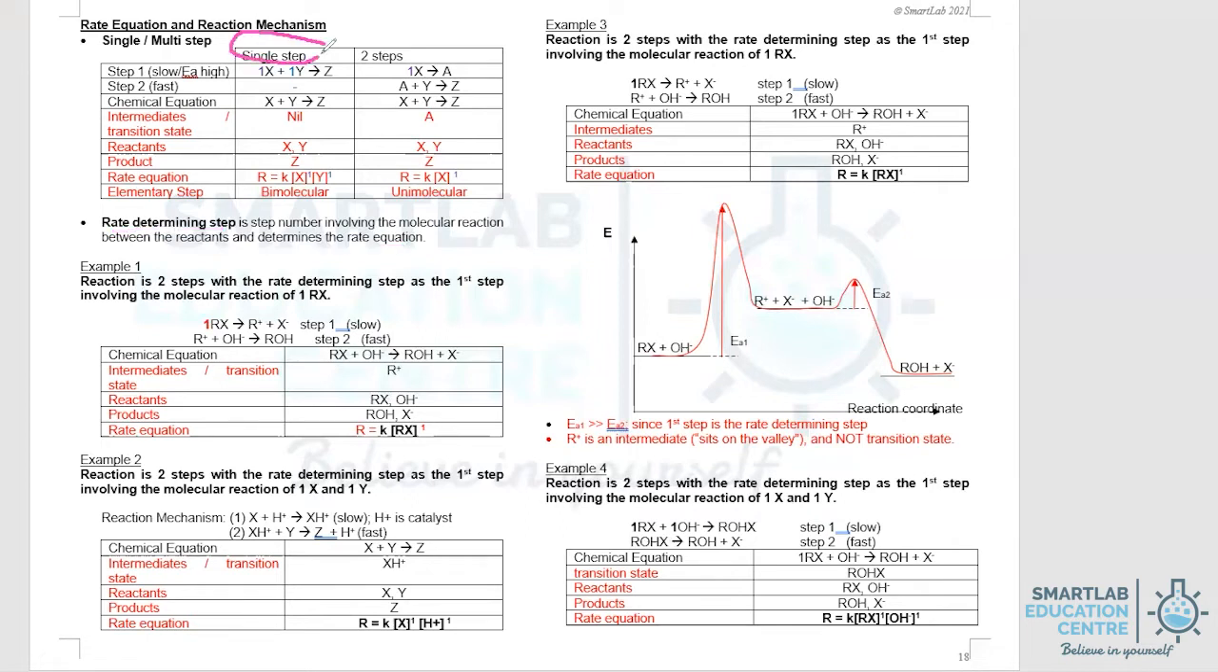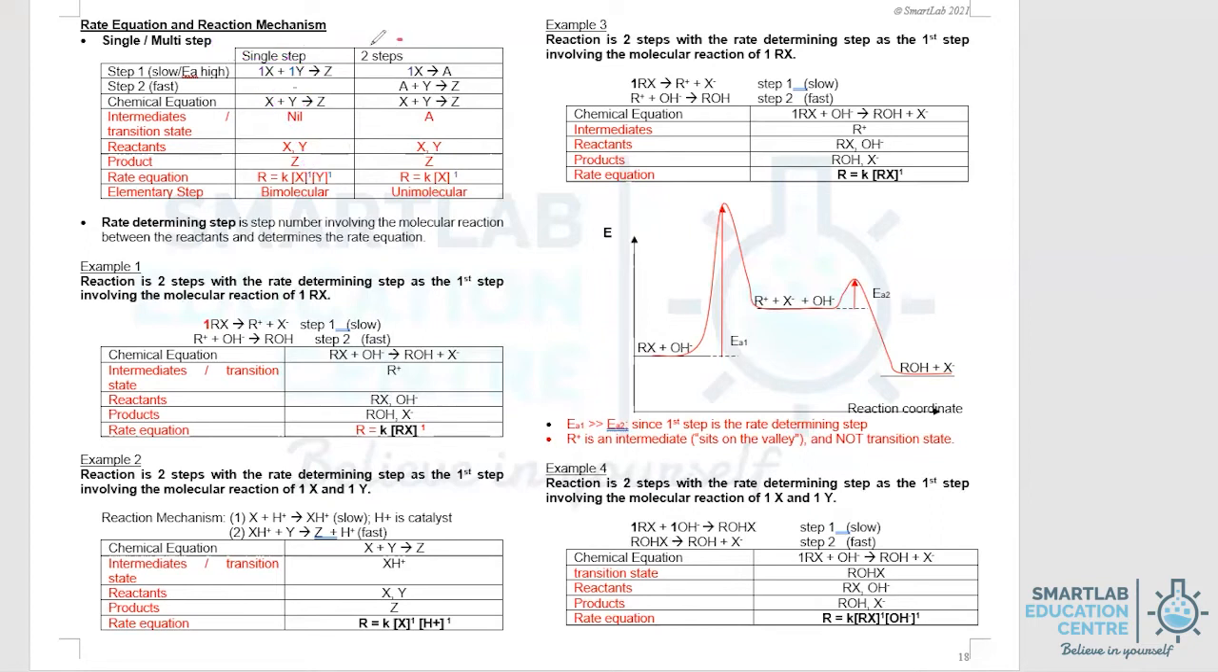So in the single step example that we covered, 1x plus 1y give 1z. So the reaction only has one step, which is also the slow step in this case, which means during the rate determining step, it involves 1x and 1y. Therefore, because of this, the rate equation is r equal to k [x] to the power of 1 and [y] to the power of 1. So the order of reactions within the rate equation is in fact related to the stoichiometric coefficient of the rate determining step.